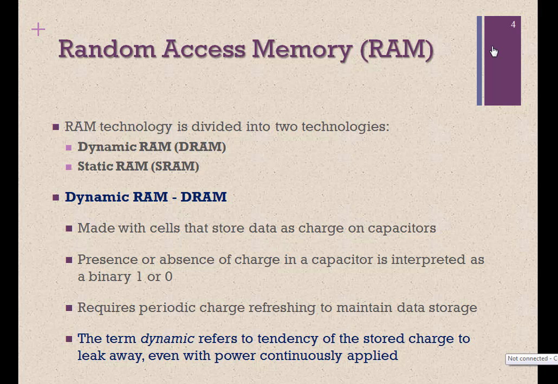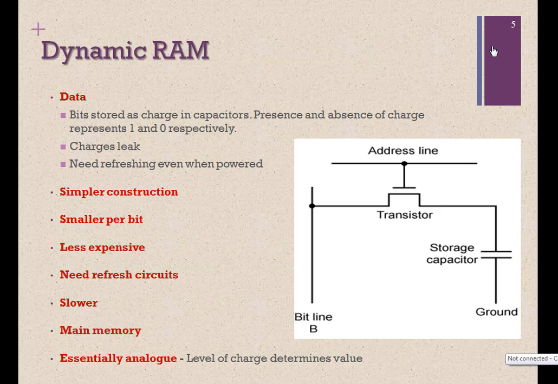Random access memory, RAM, has two technologies: SRAM and DRAM, static RAM and dynamic RAM, made with cells. Dynamic RAM is made with cells that store data using the charge of capacitors. The capacitor charge is stored, and correspondingly data will be stored. Using a binary number 0 or 1, if the capacitor is charged, the data will be 1; in case of discharge, the data will be 0. So it requires periodic charging and discharging, because dynamically the stored charge leaks away, and for this reason data will be lost.